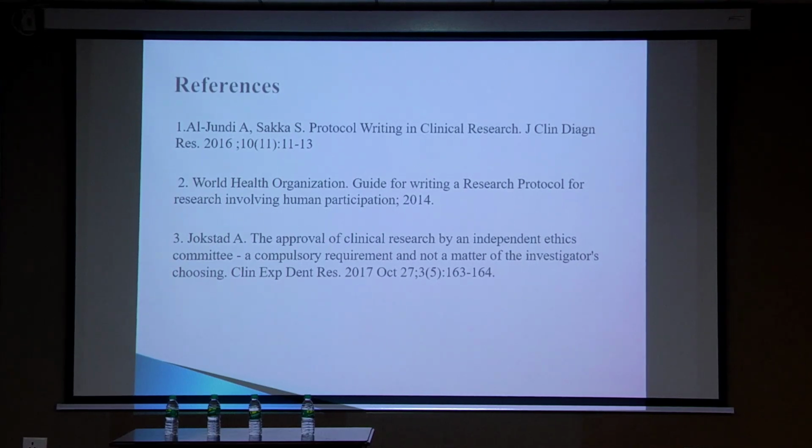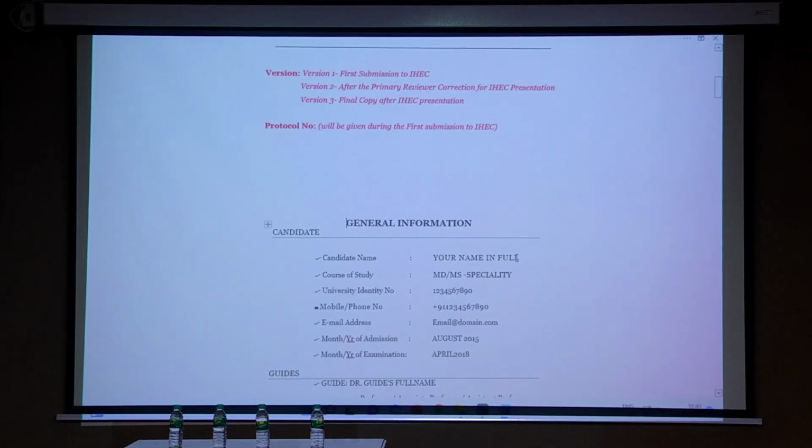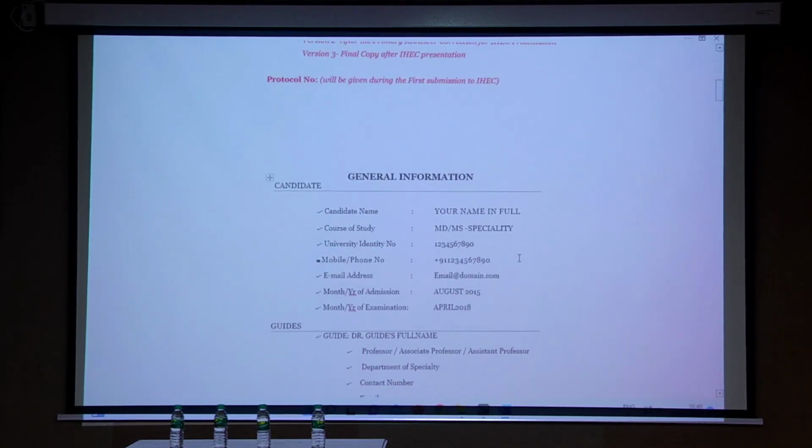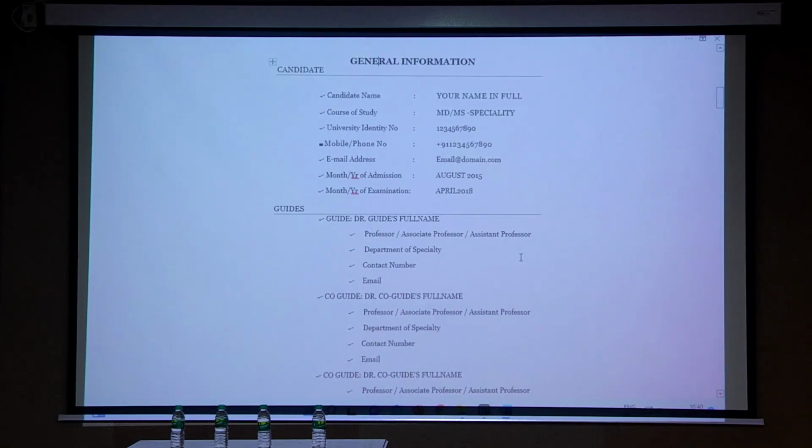These are my references, and most of my references are from the recent 2021 video lecture from Basic Biomedical Research, ICMR, statistics. Before first submission to IHC, it goes to the scientific review committee, and then after the scientific review committee, they will put some comments. After that, you have to correct those. After that, it will be in 3 versions. Then general information: your candidate name, course of the study, university identity number, mobile phone, email address.